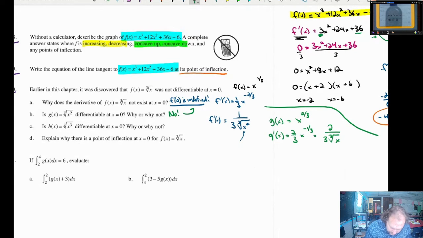And I'm going to point to the same reason. It's also going to be undefined. It's because x on the bottom of the fraction, if you plug in 0, you're going to get undefined, and that's not going to work.